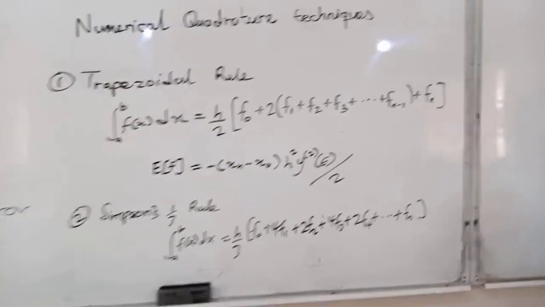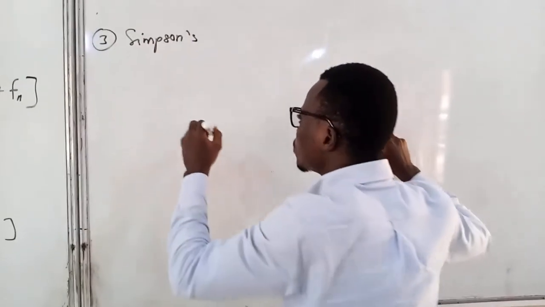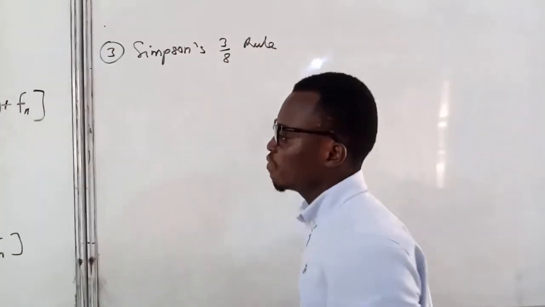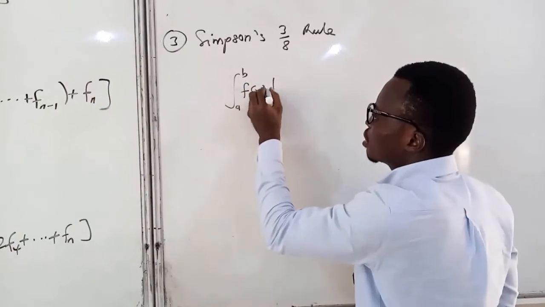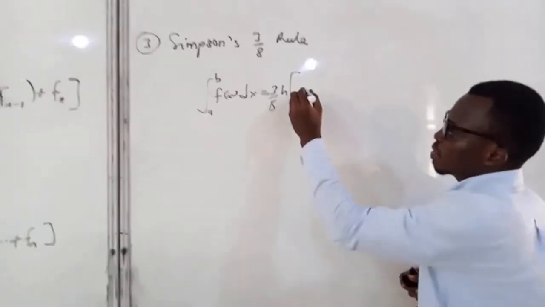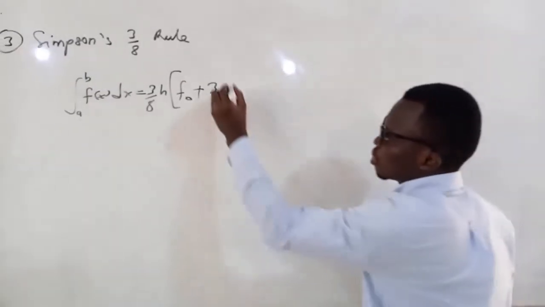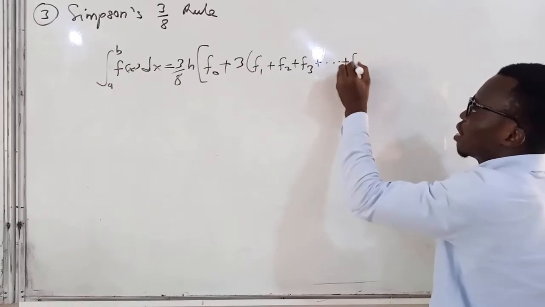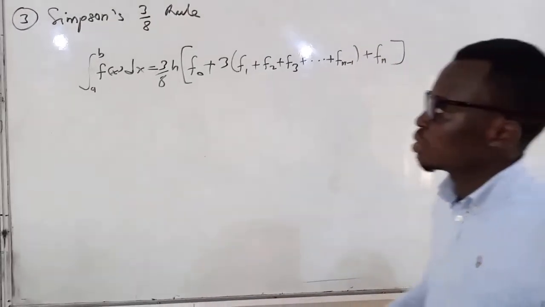And the next technique we're going to look at is Simpson's 3/8 rule. It also says that if I give an integral, let's say the integral from a to b of f of x dx, it is equal to 3/8 of the step size times the bracket: the first functional value, which is f_0, plus 3 times the rest of the functional values, let's say f_1 plus f_2 plus f_3 plus dot dot dot plus f_(n-1), then plus the last entry f_n. So this is Simpson's 3/8 rule.